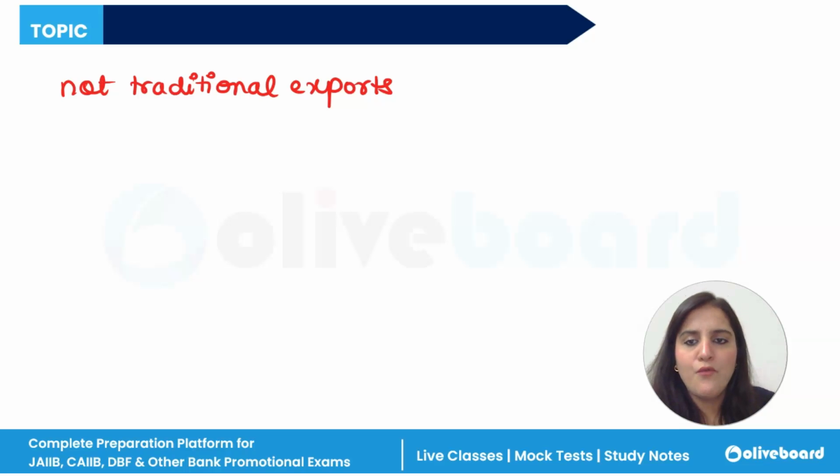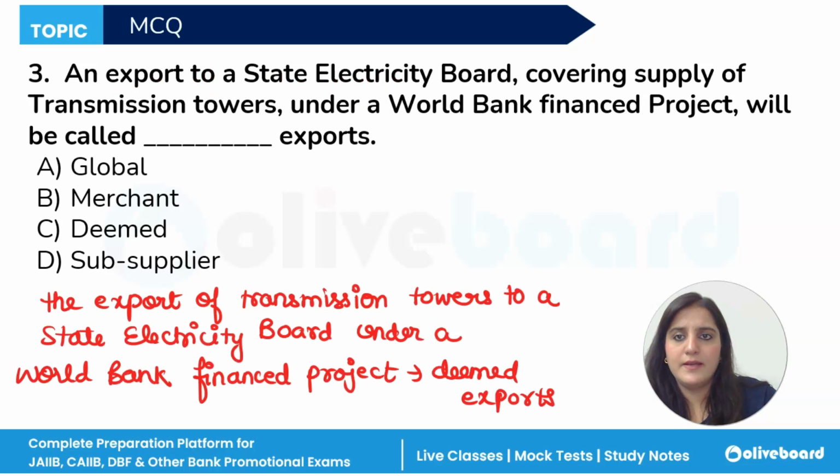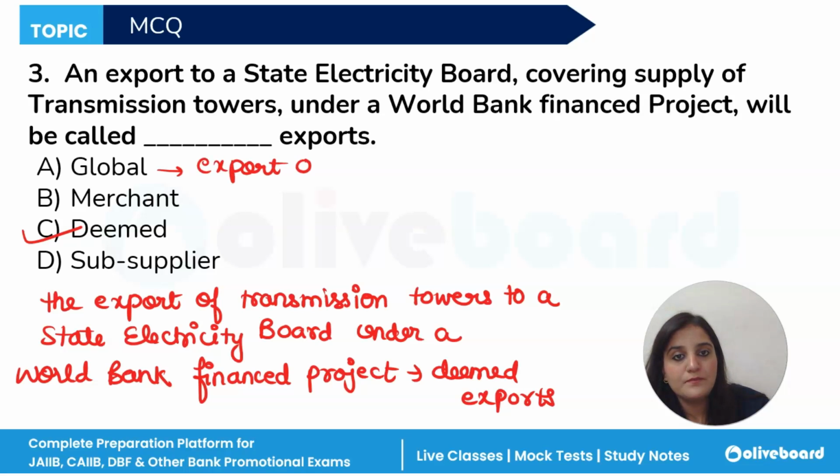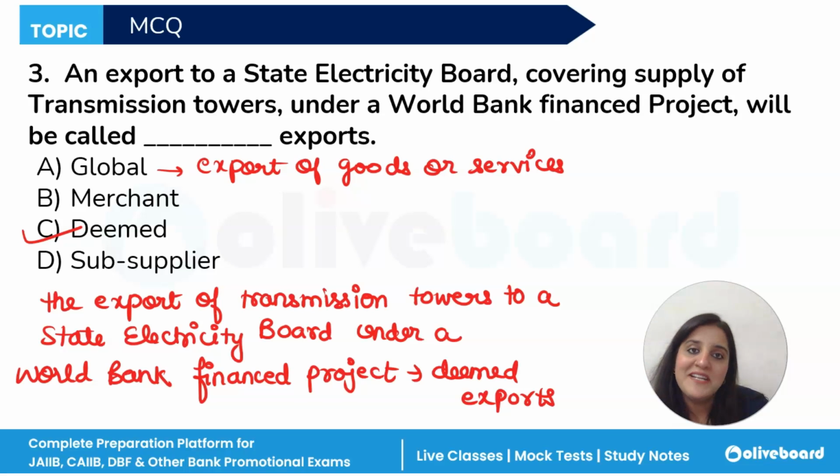Okay. Now, we know the answer is deemed, but what is the meaning of global export? Basically, global export refers to the export of goods or services from one country to another country. Global exports are an important part of international trade and are a significant contributor to the economy of many countries. Okay, note this line, significant contributor to the economy of many countries.